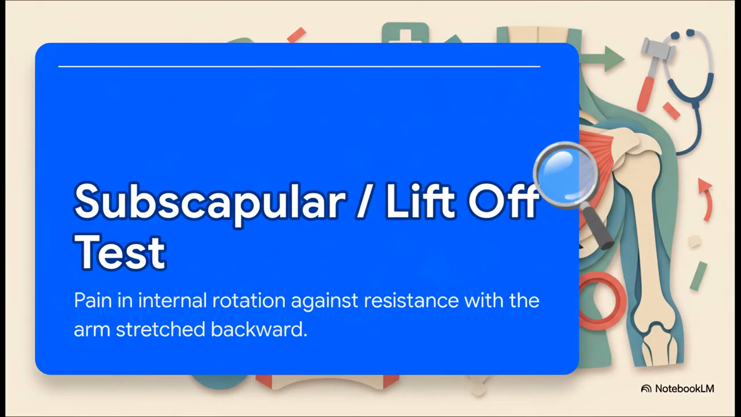All right, let's get specific. How do we isolate the subscapularis, that powerhouse internal rotator? For that, we use the lift-off test. You'll ask the patient to put the back of their hand on their lower back and then try to lift it away from their back while you provide some resistance. If they're weak, or if they just can't do it at all, that is a very strong indicator of a subscapularis tear or dysfunction. And honestly, this is a diagnosis that gets missed a lot.